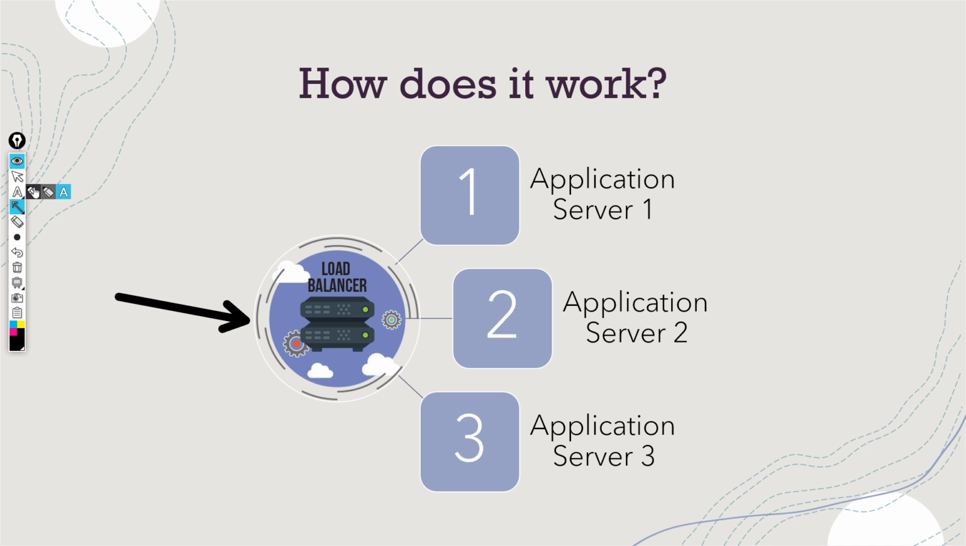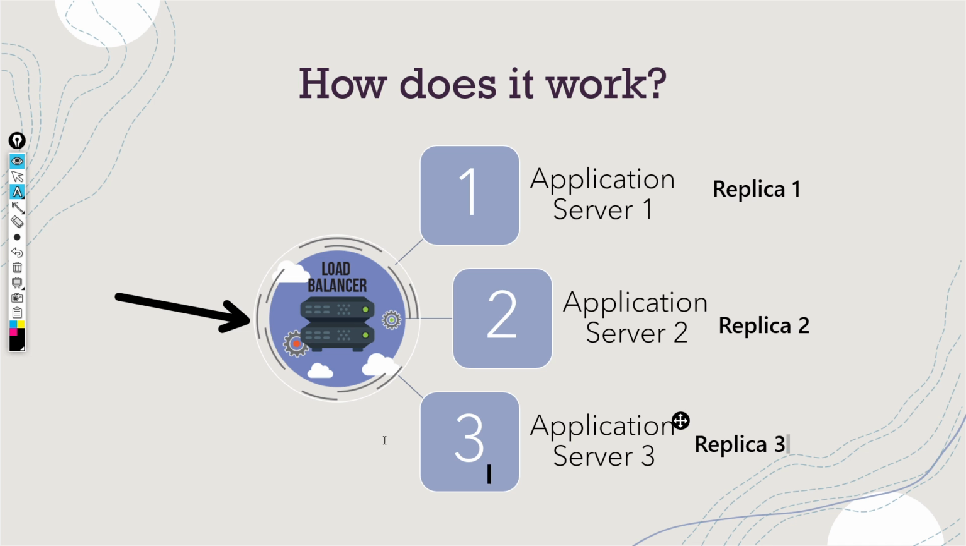Now the thing is, all these servers are replicated. So replica 1, replica 2 and replica 3. So all these three servers are serving the same application. Now the benefit is that load balancer will decide whether the request has to go to the first server or the second one or the third one.